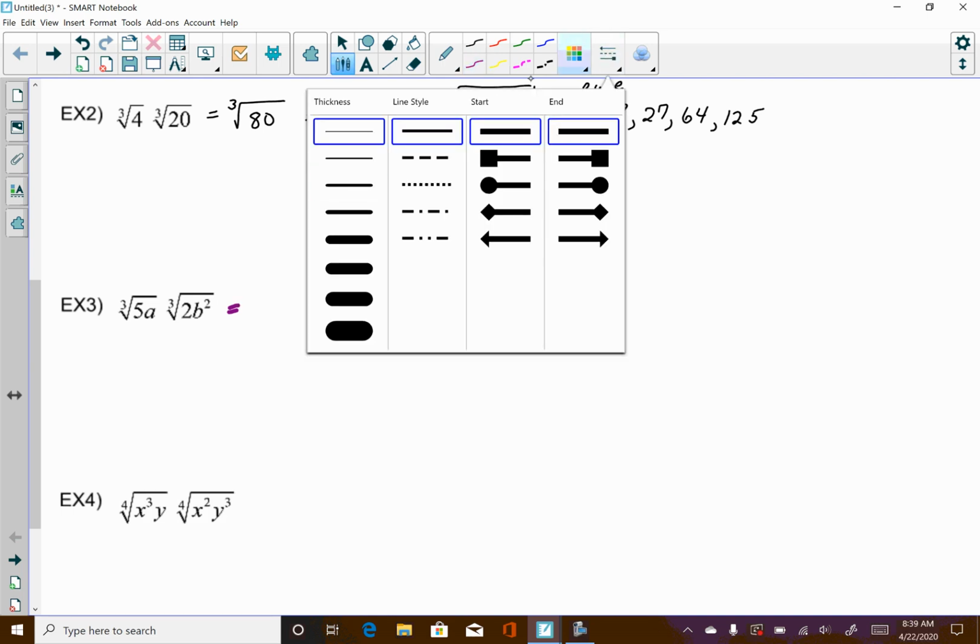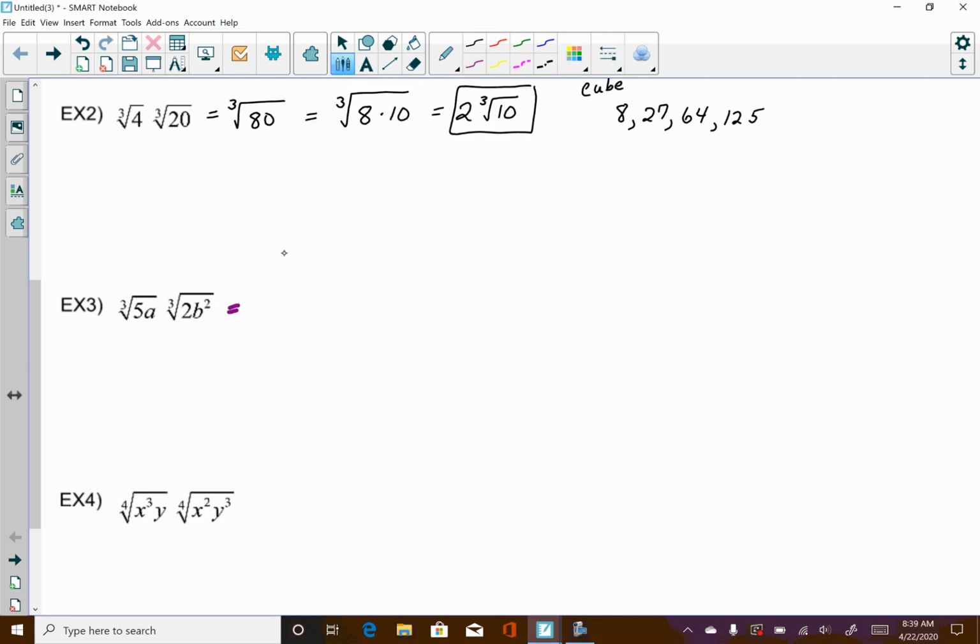So it's another cube root times another cube root, so it's legal for me to use my property. So this would be the cube root of 5 times 2, of course, is 10, AB squared. Now, when I have the cube root of 10, there's not a number in this list up here for my cube roots that will go into 10 evenly, so I'm not going to be able to break up the number evenly. And A and B squared, I can't make them any multiples of 3, so this is your final answer.